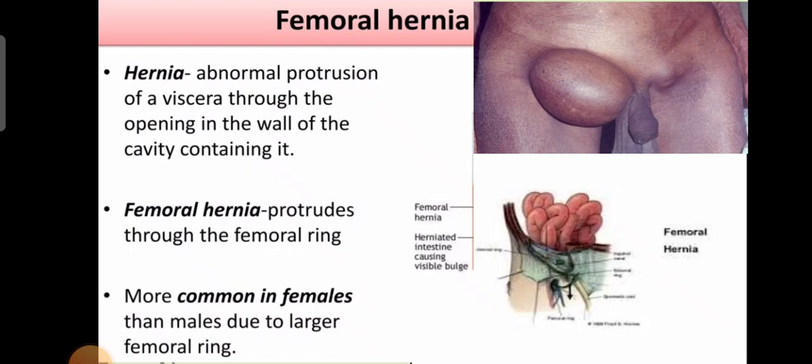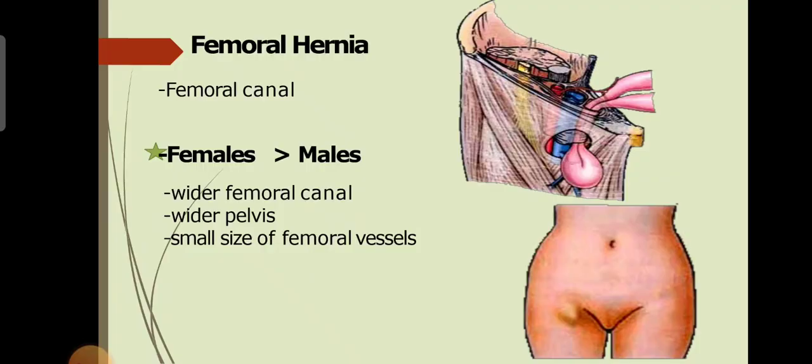Now the femoral hernia. Hernia means the abnormal protrusion of the viscera through an opening in the wall of the cavity which is containing it, and this femoral hernia protrudes through the femoral ring. It is more common in females than males due to the larger femoral ring and the femoral canal. So this femoral hernia is more common in females because of the larger femoral canal, wider pelvis and the small size of the femoral vessels.